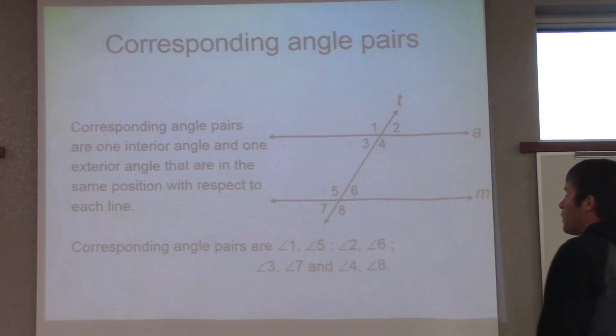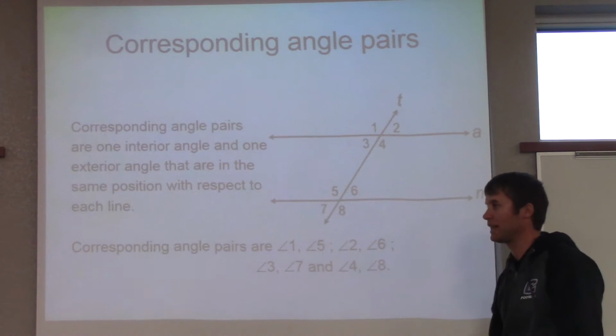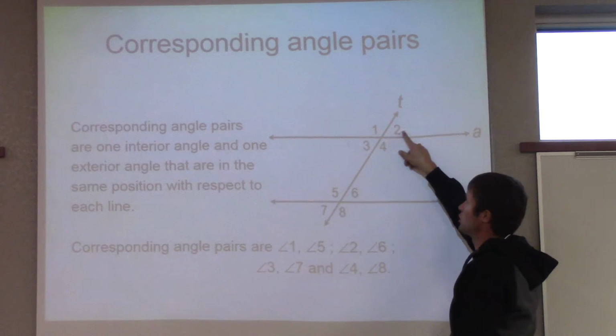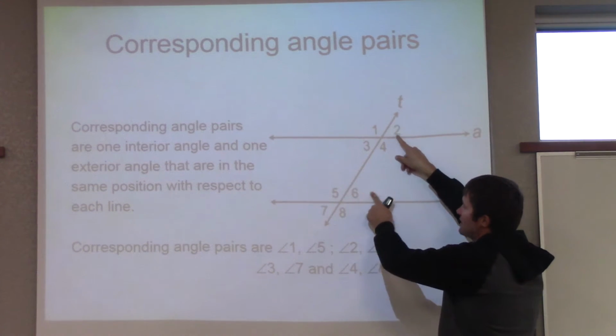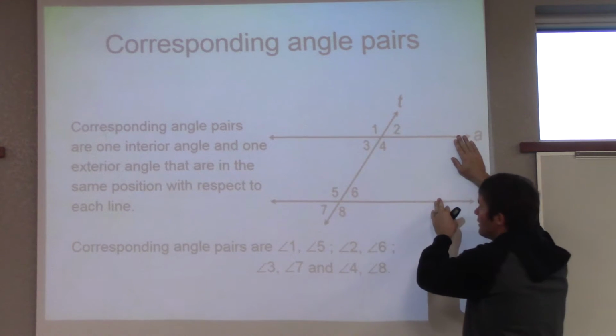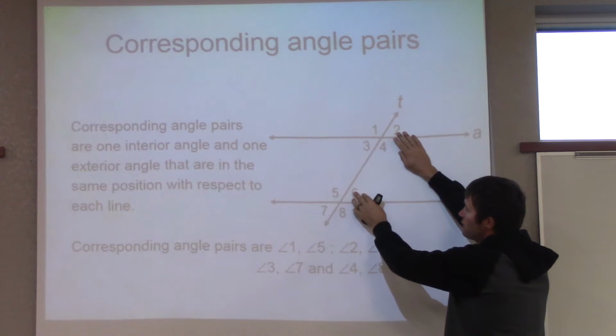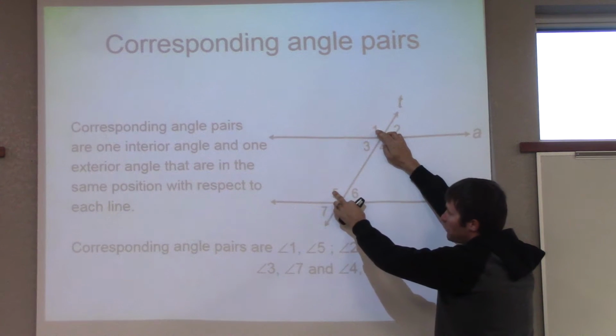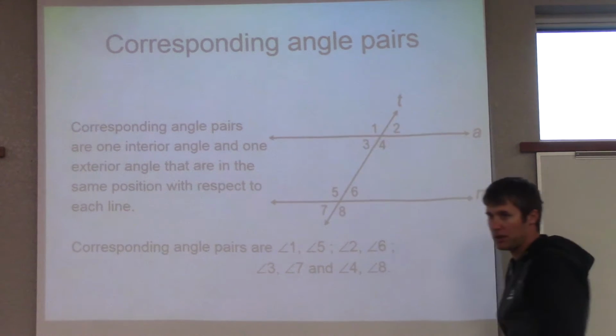Last one, we have corresponding angles. Corresponding angles are angles that correspond to the position. So 2 corresponds to 6. They're in the same position in accordance with the parallel lines. So 2 and 6 would work, 4 and 8, 1 and 5 would be corresponding angles, and 3 and 7 would be corresponding angles.